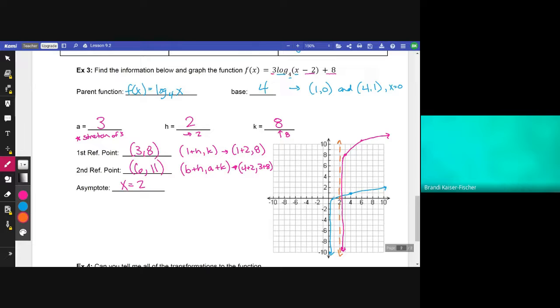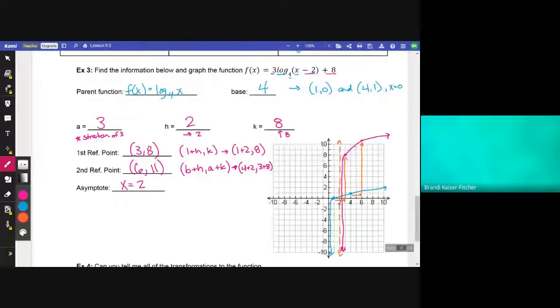So if I go from 1, 0, and I go right 2, and then I go up 8, well, there's that new point, right? That's exactly where it ends up. Kind of similar here with the second point. If I go right 2, now I will say I'm not necessarily going a little bit more.